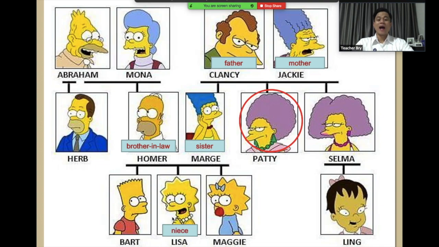Right. Now, how about Lisa? Lisa is a girl, so she is her niece. She is her niece because Lisa is the daughter of her sister Marge. She has also another sister who is Selma. Right. She has three nieces actually. That's Lisa, Maggie, and Ling. Right, Ling is also a girl, and Ling is the daughter of her sister Selma. So that makes Ling her niece.